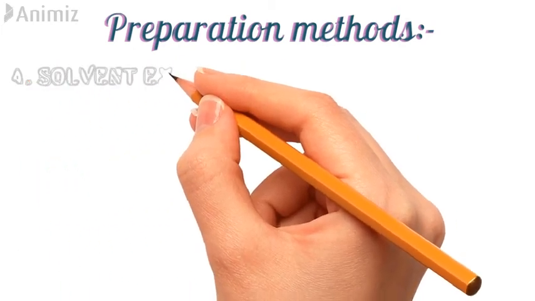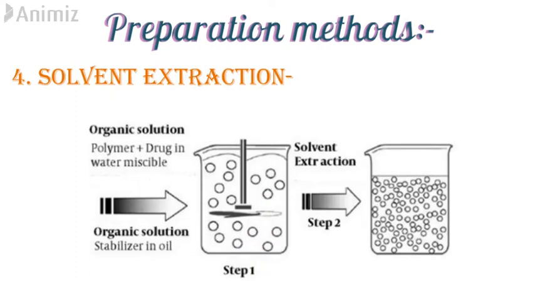The fourth method is called the solvent extraction method, which is similar to the third method. In this, the drug is dispersed in an organic solvent which is miscible with water, such as IPA, and the polymer is dissolved in an organic solvent and they are mixed to form an emulsion. Then we remove the organic phase by extraction with water. This process decreases the hardening time for microspheres, and then finally we get the microspheres.